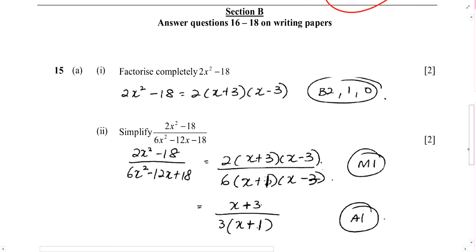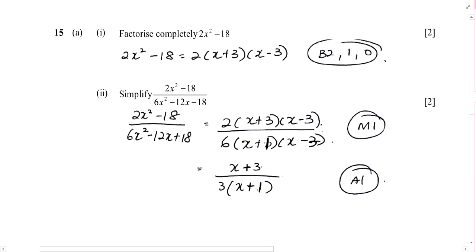Okay, now we are at section B. Factorize completely. Check your answer. First, you need to factorize out the 2. Then you need to realize that 9 is a perfect square. It's actually 3 squared. So x squared minus 3 squared. x plus 3, x minus 3.